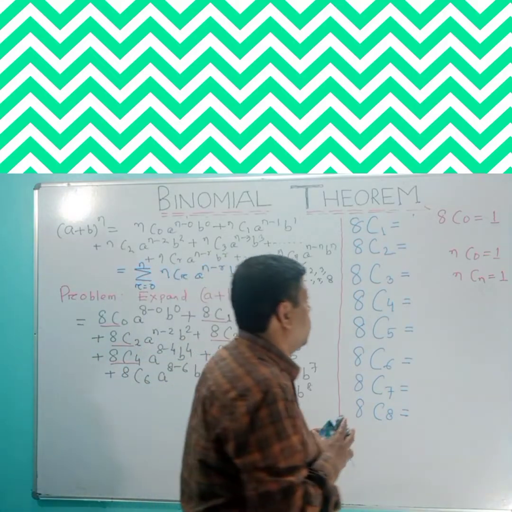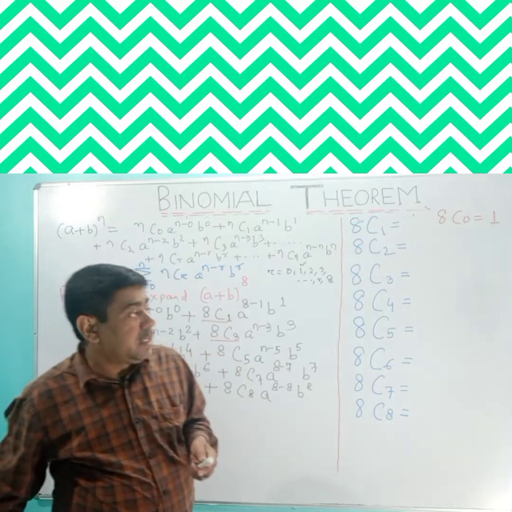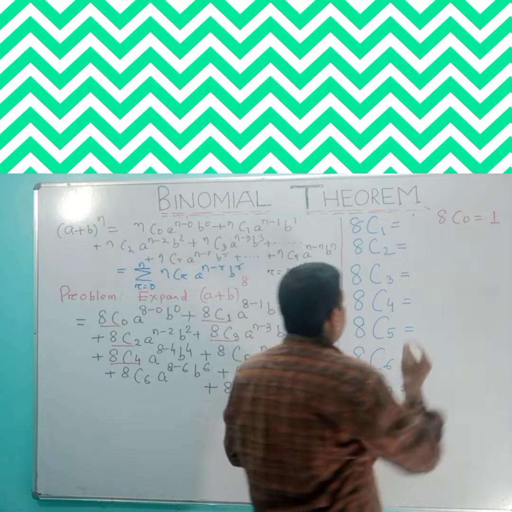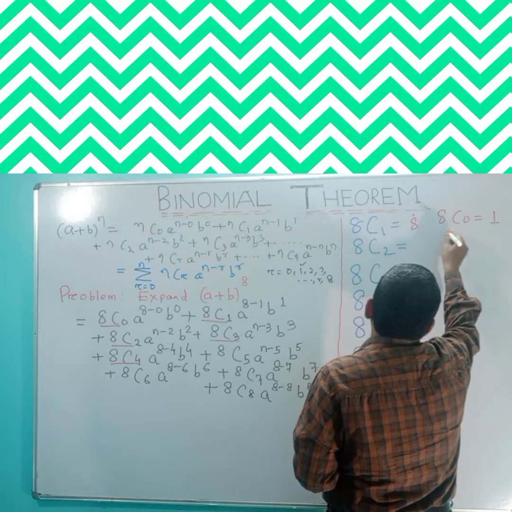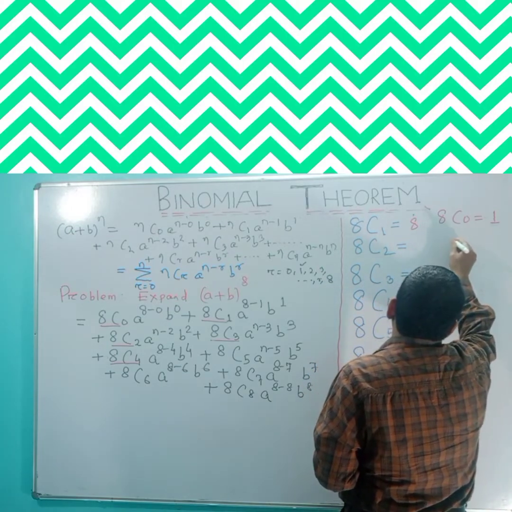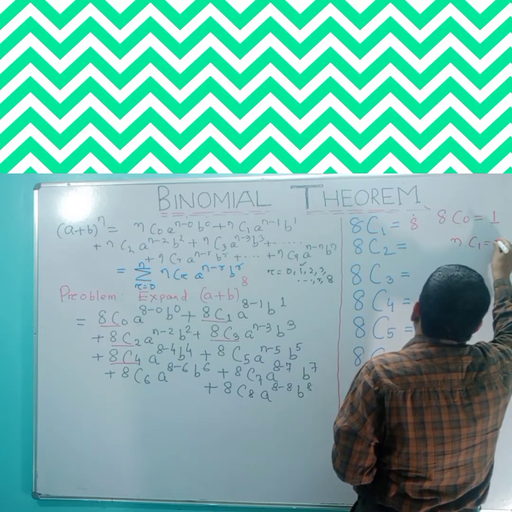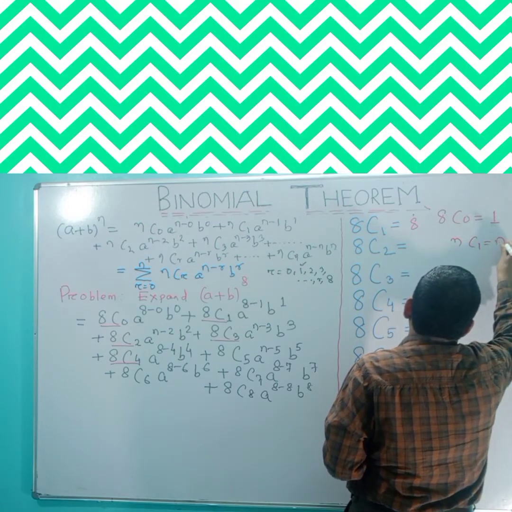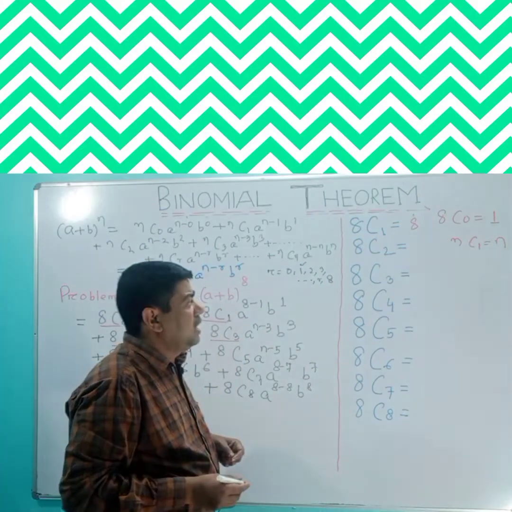Okay. So according to this formula, 8C0 will be 1. 8C0 is 1. Then 8C1 is what? 8C1 is 8, because the value of nC1 is always what? n. Yes or no? Yes. Okay.